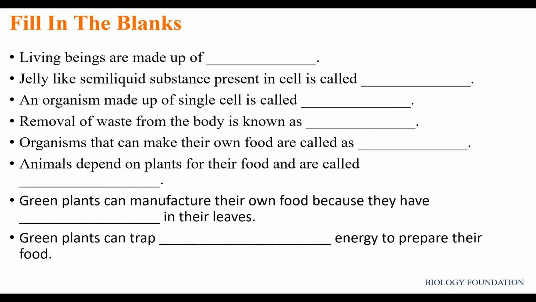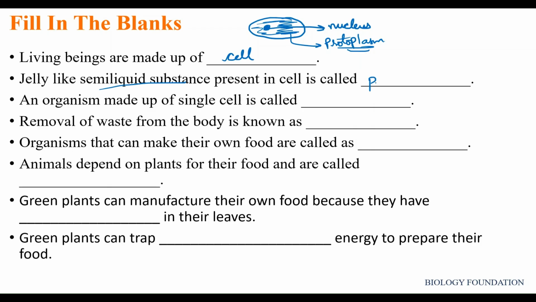Okay, any living organism is made up of cells, and inside a cell you have a round spherical structure. What is it called? Nucleus. I hope you remember. And the jelly-like substance that you find inside a cell is called protoplasm. If you remember, I compared the cell to a watermelon and the protoplasm to the juicy part in your watermelon, right? So the jelly-like semi-liquid substance present in a cell is known as protoplasm.